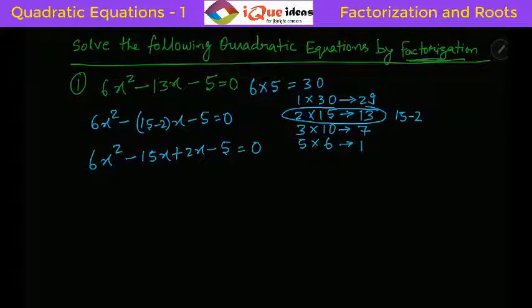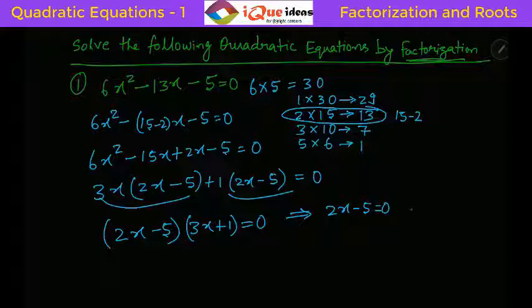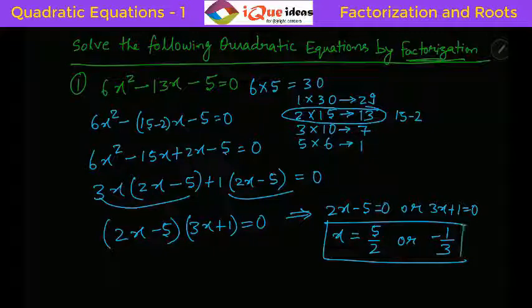Now from 6x squared and 15x we can take 3x common. We will get from 6x squared, if you take out 3x, you will get 2x minus, from 15 you take out 3, you get 5, x is gone, so it is 5, plus 1 into 2x minus 5, that is equal to 0. So from this and this expression, we can take out 2x minus 5 common, and the other part will be 3x plus 1 equal to 0. Now this tells us either 2x minus 5 equal to 0 or 3x plus 1 is equal to 0. So from here we have x is equal to either 5 by 2 or minus 1 by 3. Right? So this is the solution of this first question.